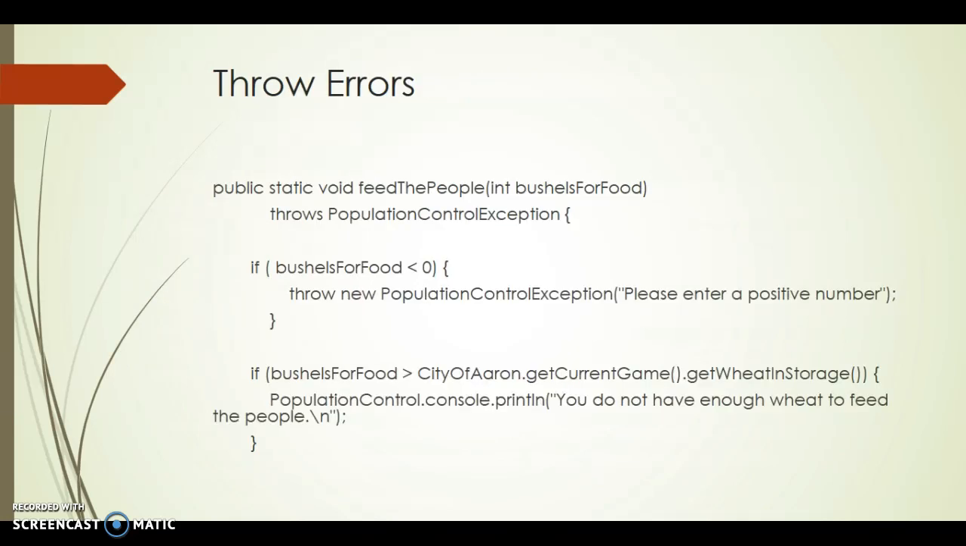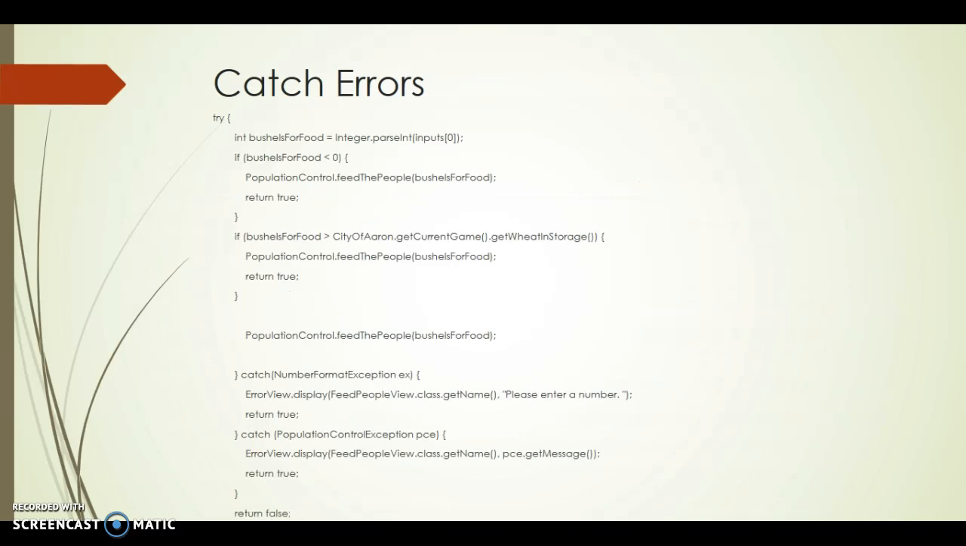Throw errors. In my population control class for my feed the people method, I have it throwing an exception if the number of bushels is less than 0, or if the amount of bushels is more than what is available in the storehouse. I then catch the error in my feed the people view. If the amount is less than 0, it prints out a message that you need to enter a positive number. And if it is more than what is in the storehouse, it prints out a message that they do not have enough wheat. If an error has been made, it lets them put a number that will work.